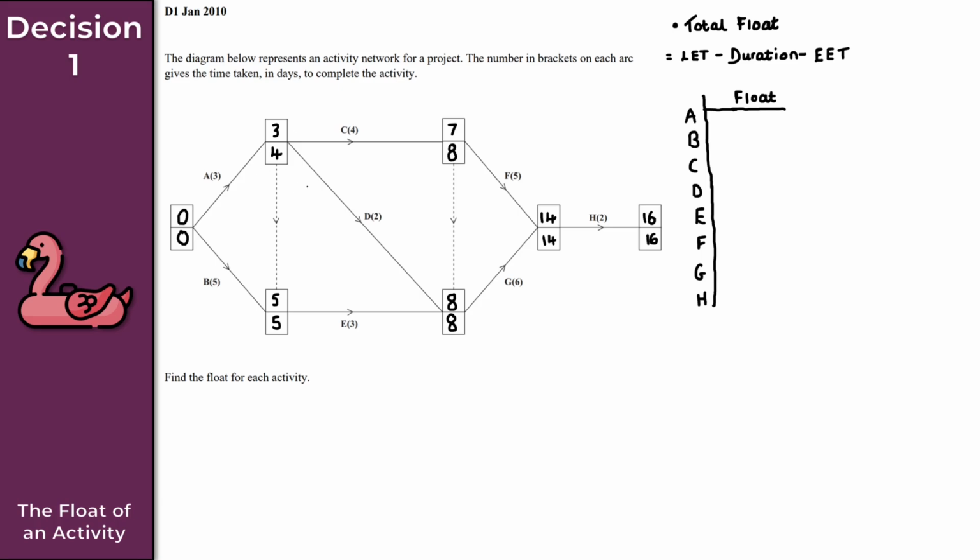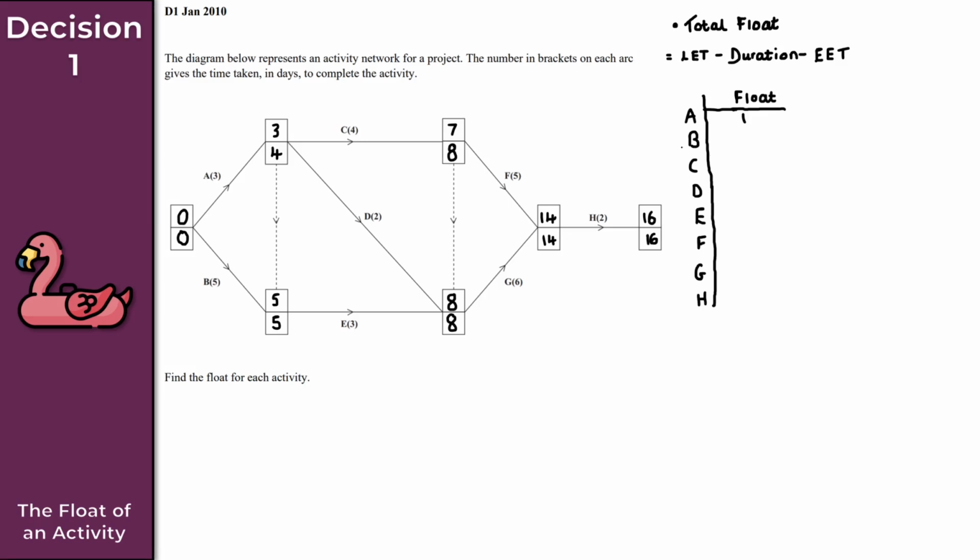So the late event time here is 4. So I do 4 minus the duration, which is 3, minus the early event time of 0. So 4 minus 3 is 1, 1 minus 0. That just gives us 1 there for the flow of activity A. So activity A then has flow of 1.